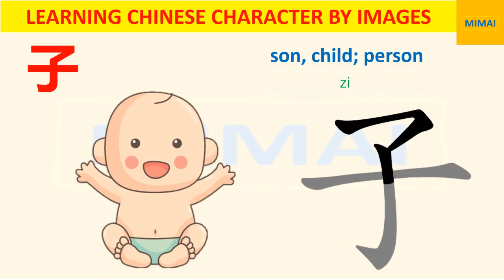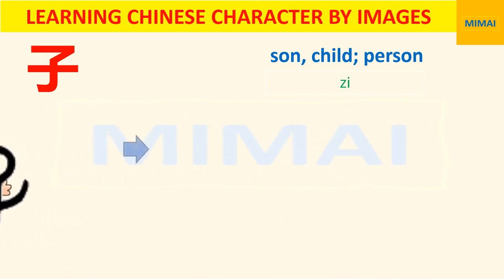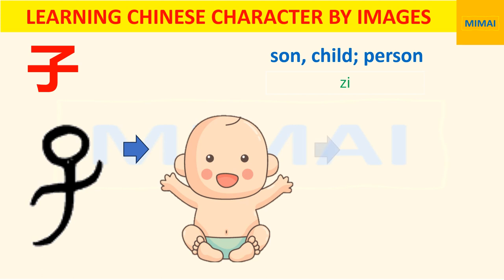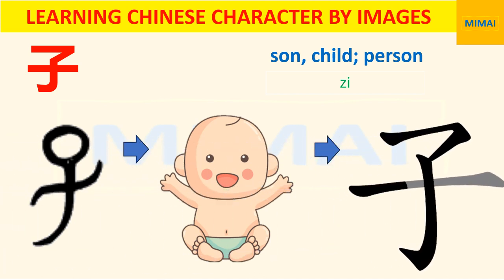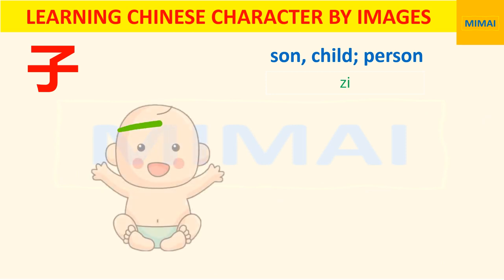Now we learn how to write the Chinese word of son, child, person. This word is pronounced as follows. 子. This character looks like a child with two hands spreading. It is drawn with the shape of the head, two spreading hands and the body.